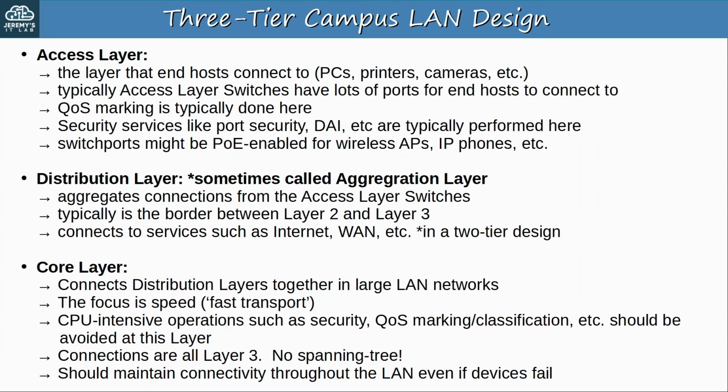Okay, that's all for the 2- and 3-tier campus LAN designs. Keep in mind what I said earlier. There are very few universal correct answers in network design. Although these 2- and 3-tier LAN designs are common practice and recommended by Cisco, in the real world there are countless variations depending on the needs of the enterprise.